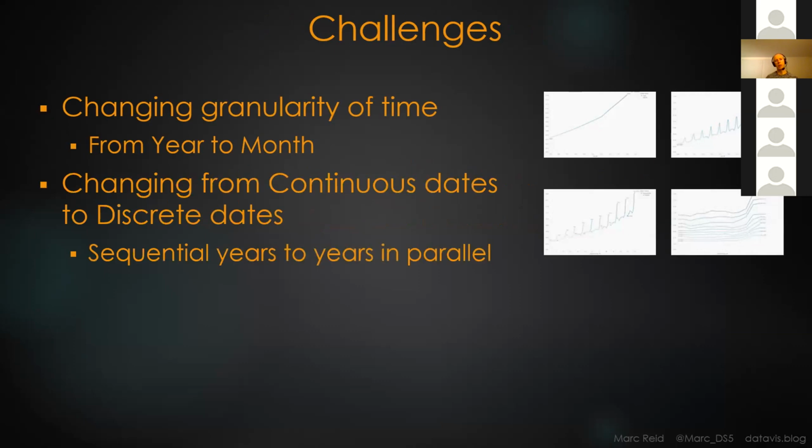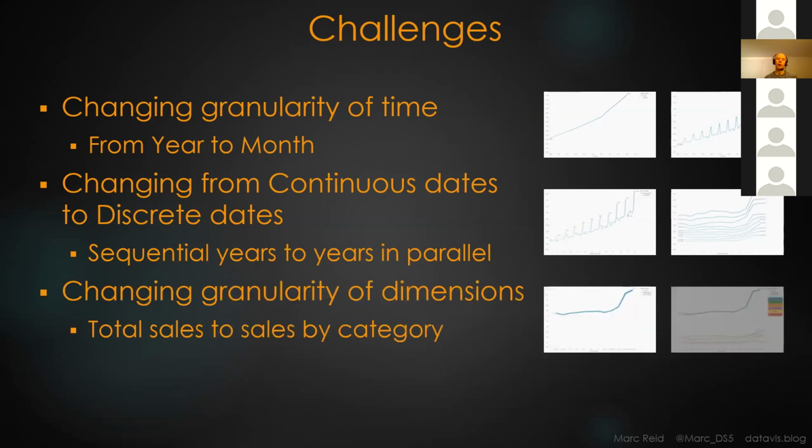We also looked at changing the dates from a continuous view to a discrete view of the dates, by which I mean the years were going sequentially across the screen to looking at them in parallel with the lines kind of stacked on top of each other. And finally, we looked at changing the granularity of the dimensions. So we had the sales broken out by year, and then we looked at total aggregated sales, and then finally we're looking at sales by category.